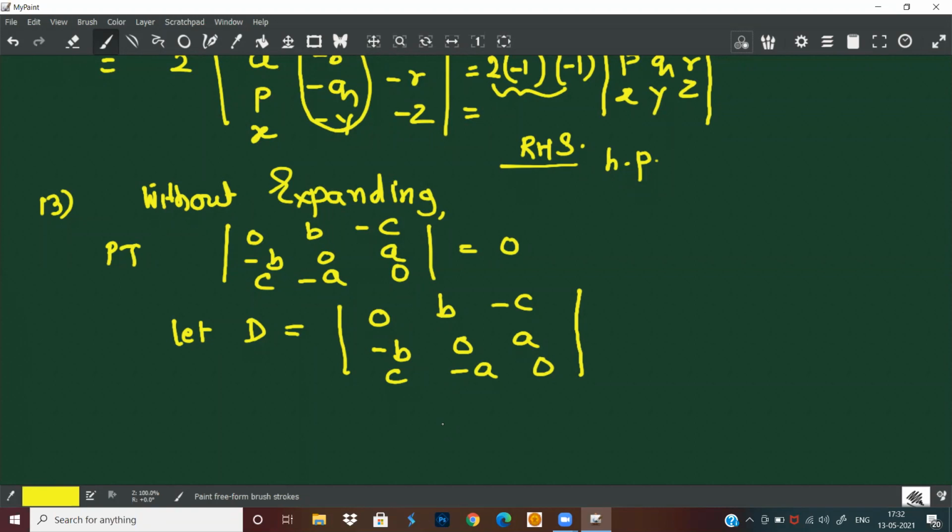I can give you the hint. You want the hint? Prove D is equal to minus D. Soch nahi sakte. Somehow you have to prove D is equal to minus D. So ye minus D idhar aayega. 2D is 0. Therefore D is equal to 0. Abhi itna hint maine diya.